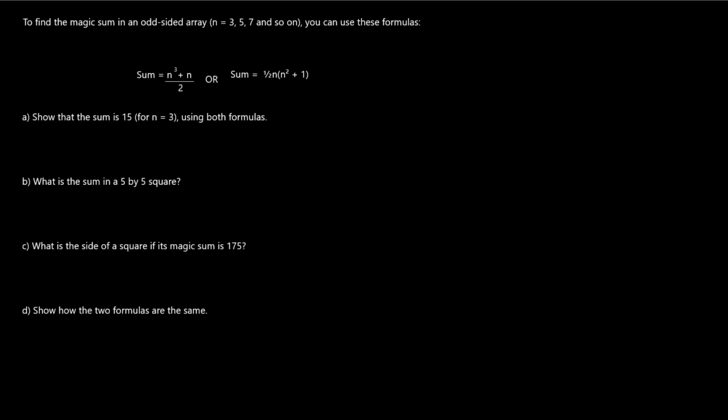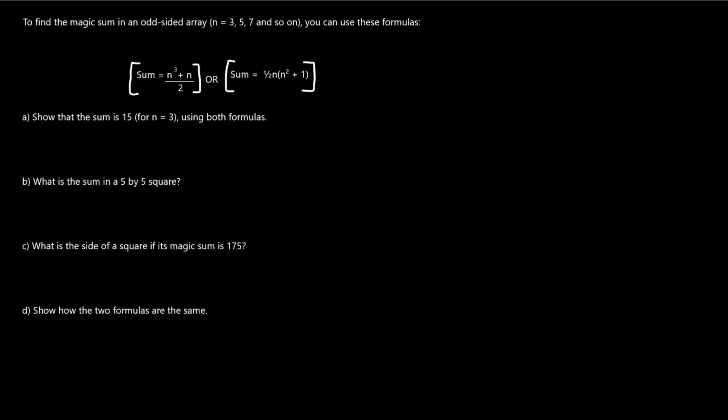Let's read it. To find the sum in an odd-sided array, you might think of those as magic squares. For n equals 3, 5, 7, and so on, you can use these formulas. Sum equals (n cubed plus n) all over 2, or sum equals a half times n in brackets n squared plus 1. We want to show that the sum is 15 using both formulas, and that's for n equals 3.